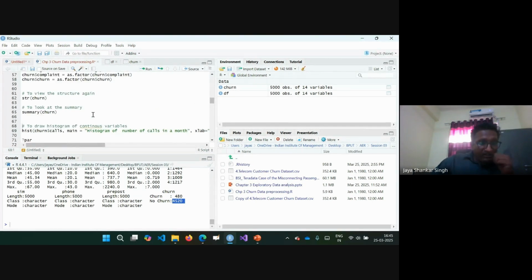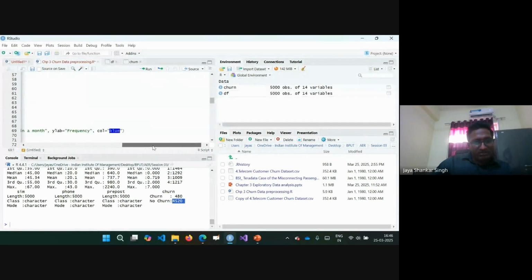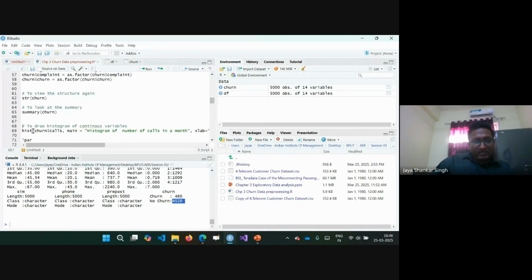Now I am going to draw a histogram. What is a histogram? The basic of all the plotting we generally do. So I am calling the function hist and then passing the number of calls made by each consumer. So I have 5,000 observations. So 5,000 vertical bars will be drawn in this particular histogram.